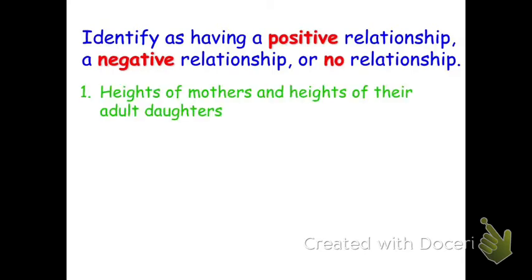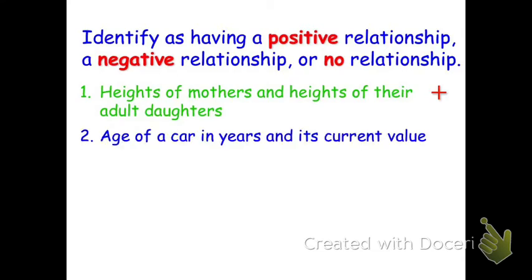Identify as having a positive, negative, or no relationship: heights of mothers and heights of their adult daughters. There's genetics in there. Positive: the taller their mother, the taller their daughter. That's the way we're seeing it.